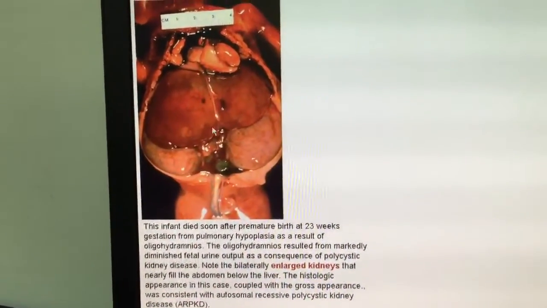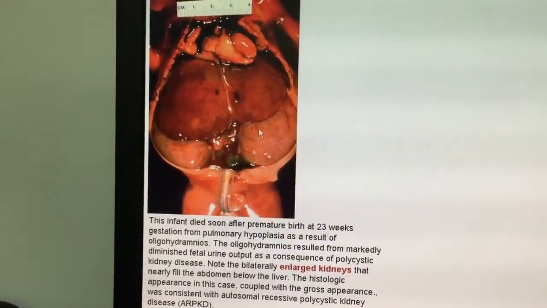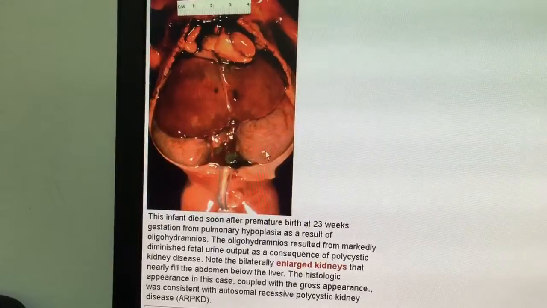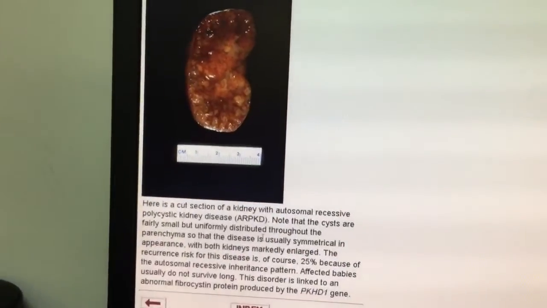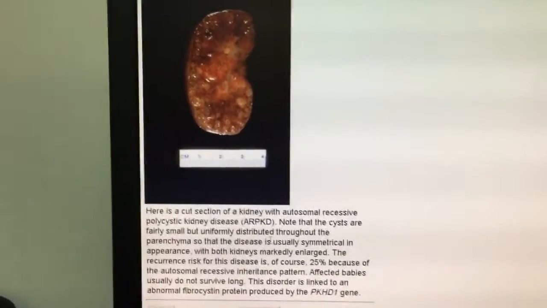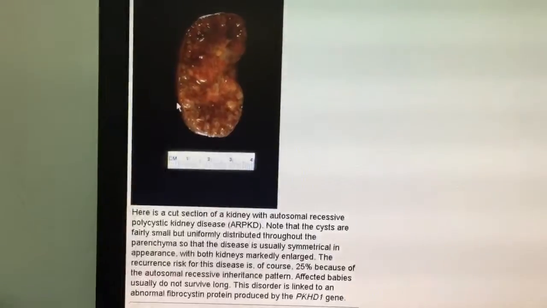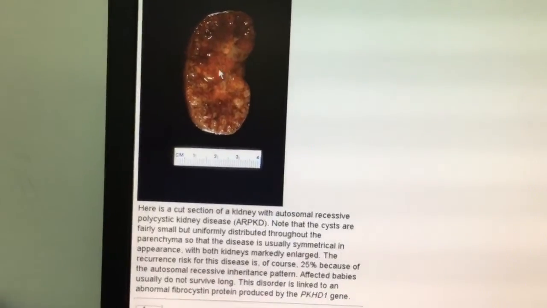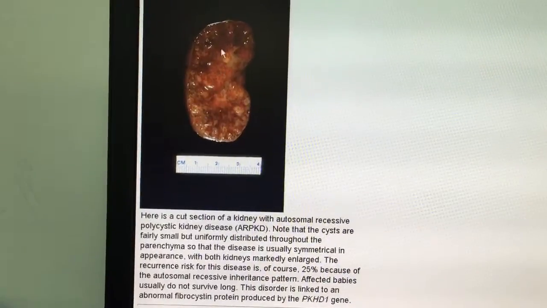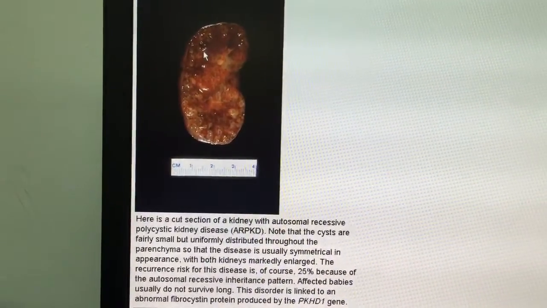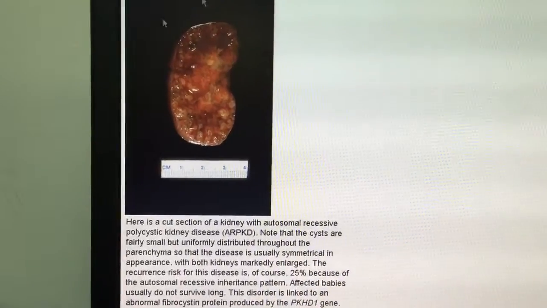We have an enlarged liver, and we have bilateral enlargement of kidney. So the kidney size is supposed to be less than half of this one. So as you can see, we have bilateral enlargement. If we took one kidney and halved it, if you remember the normal anatomy of the kidney, we have cortex, we have medulla, we have the urinary pelvis. As you can see, it's completely replaced by cyst formation, quite small cyst formation, evenly distributed through the kidney.